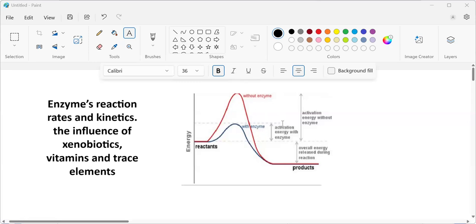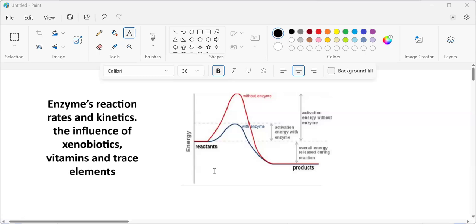Enzymes work by lowering the activation energy for a reaction, and this increases the rate of the reaction. Enzymes decrease the Gibbs free energy of activation, but they have no effect on the free energy of the reactants. You see here the activation energy with the enzyme, which is the lower one, and this is the activation energy without the enzyme. There are the reactants here, and then the product, and the overall energy released during the reaction.